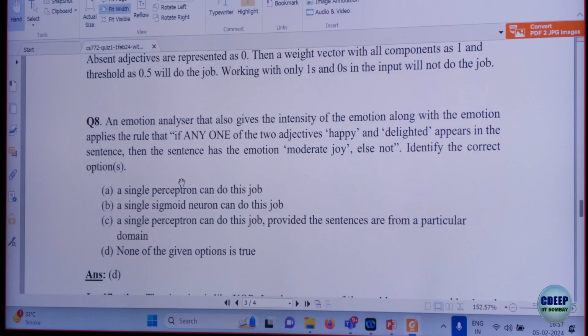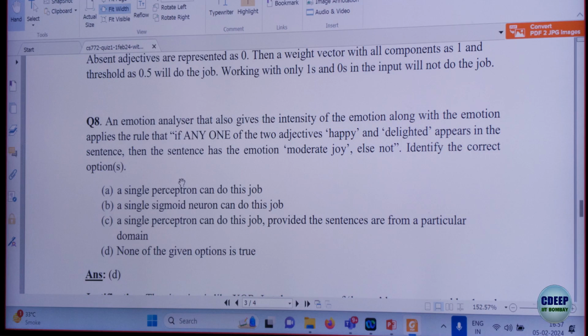Then question number 8. Again, it links language phenomena with perceptron. An emotion class analyzer that also gives the intensity of the emotion along with the emotion applies the rule that if any one of the two adjectives, happy and delighted, appear in the sentence, then the sentence has emotion moderate joy, otherwise not. Identify the correct option. So this you can see is an XOR problem, right? If both adjectives are present, the answer is no. If one of the adjectives is present, the answer is yes, that is moderate joy. If neither of the two adjectives is present, then it will be zero again.